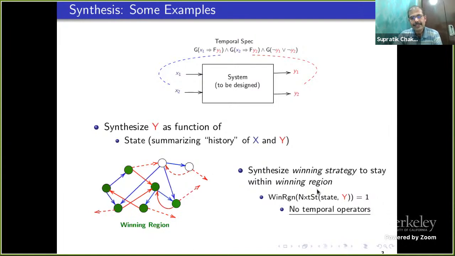The interesting thing to note here is that, although we started off with a temporal specification which was used to get this winning region, after we have obtained this winning region, and when we are trying to synthesize the winning strategy, there are no temporal operators here if we can symbolically represent the winning region and the next state transition relation. And the other important thing to note here is that it is not necessary that from every state you can synthesize a Y which will get you within the winning region. So for example, this unshaded, uncolored state here is such that no matter what Y you choose, you're not going to come within the winning region.